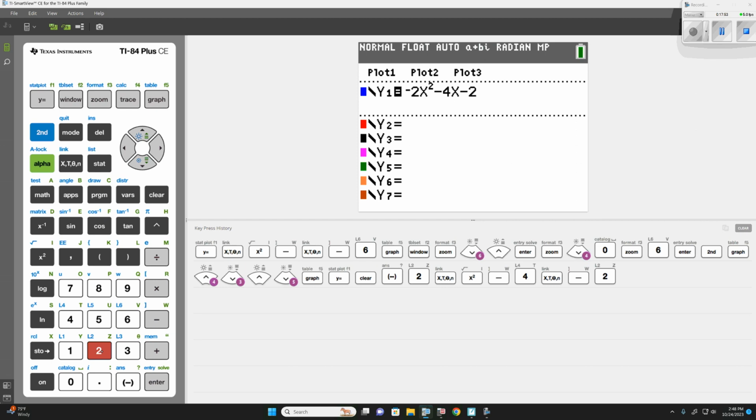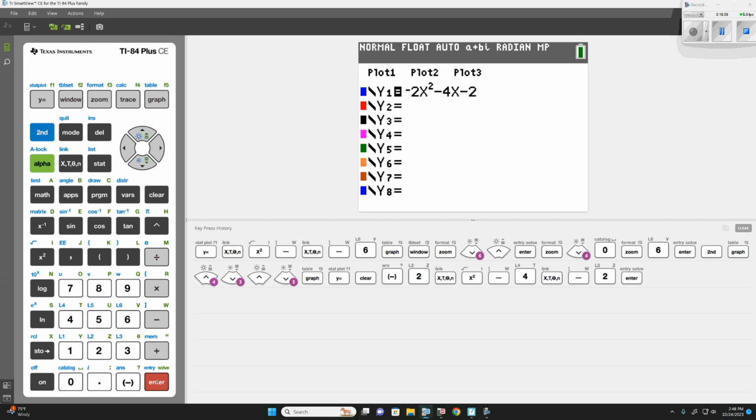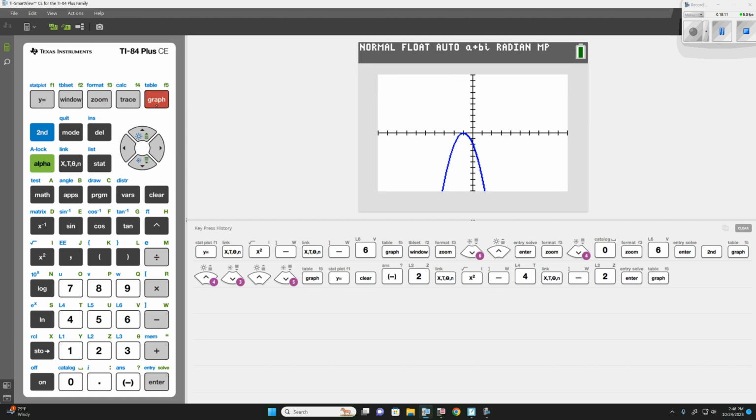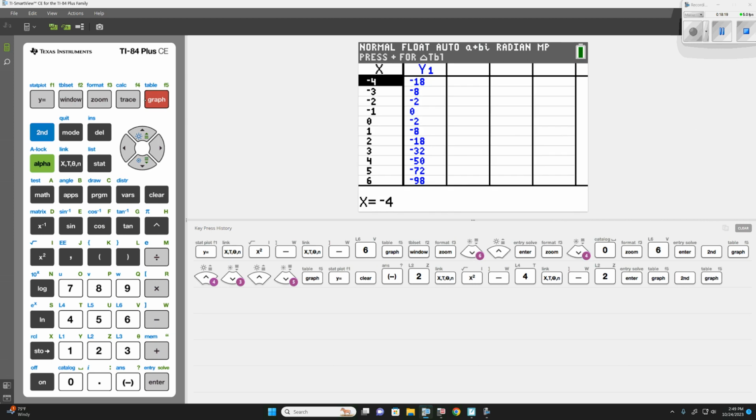Questions on how we type this in? And once we get it typed in, we will hit graph. You can hit enter. There's nothing wrong with hitting enter. And when we hit graph, does it intersect the x-axis? So we can go second table. We might have to scroll up or down on some of them to find it. But do we have an x value that makes the y value be 0? Yes, you do. Negative 1.